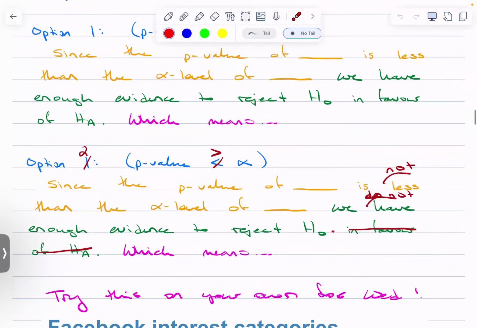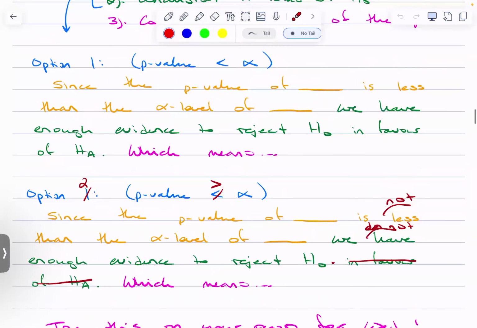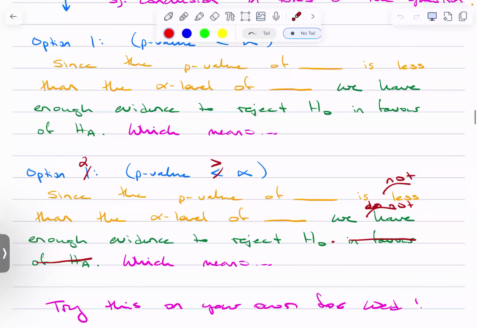I know, but isn't that plagiarism or something else confusing? No. These are your only two options. Kind of limited. And then, of course, which means blah, blah, blah, blah, blah. Try this on your own for Wednesday.